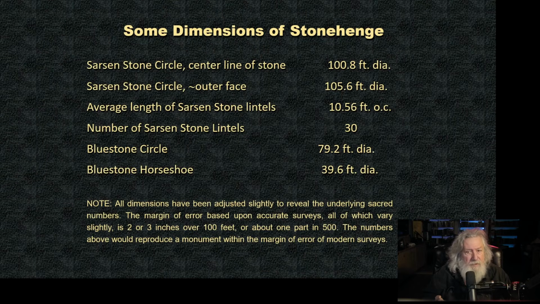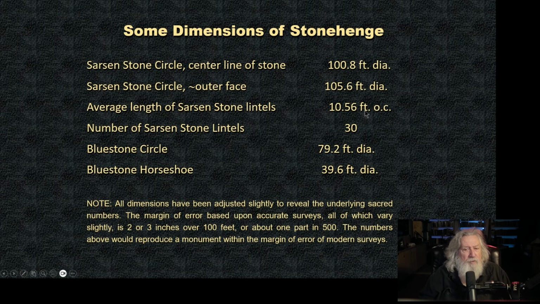So what we have here in these dimensions is dimensions that are very, very close, and several of them will give us indications that we are on the right track, because it turns out that the average distance of the center line of the stones, which is marked by the average length of the lintels, is 10.56 feet, right?